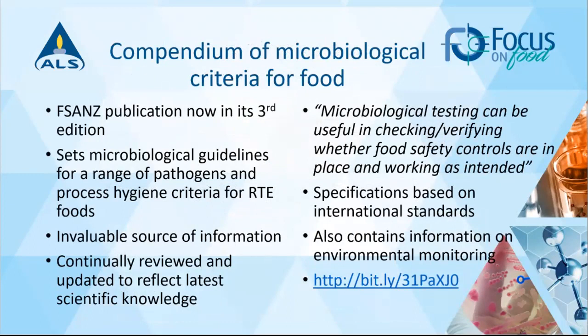So following on from the information that's contained in the Food Standards Code, another great source of information is the FSANZ publication, A Compendium of Microbiological Criteria for Food. Now this sets out specifications for a range of pathogens in ready-to-eat foods, as well as a process hygiene for indicator organisms. The links that I'm showing here and in the previous slides are available on the Focus on Food website under the Compliance Matters section.